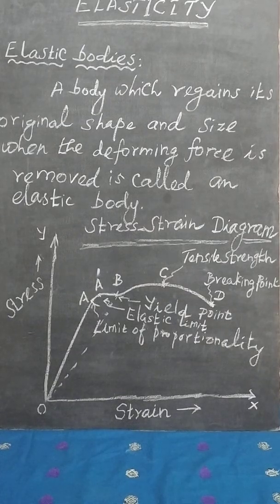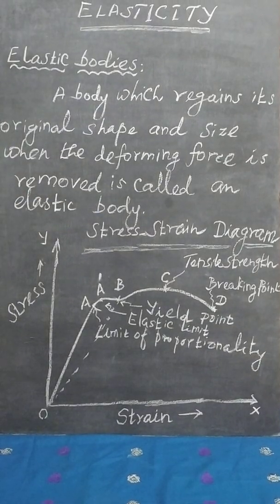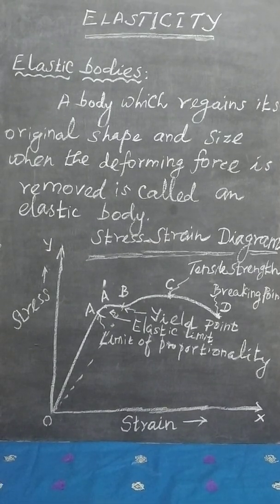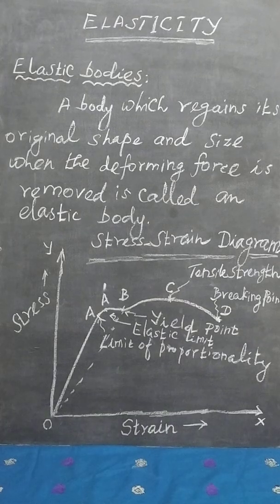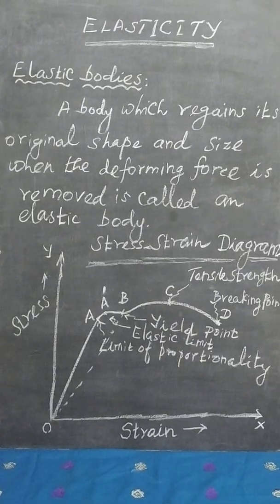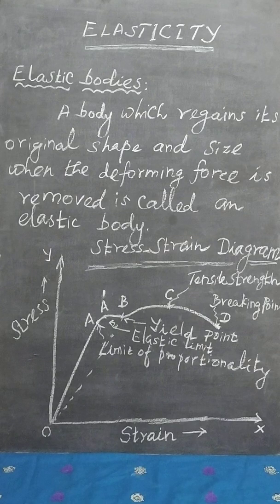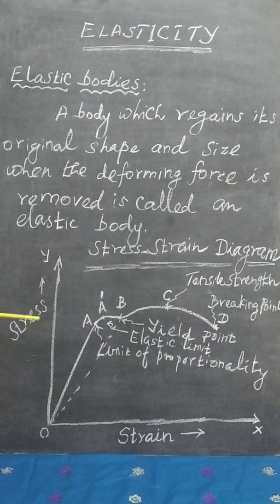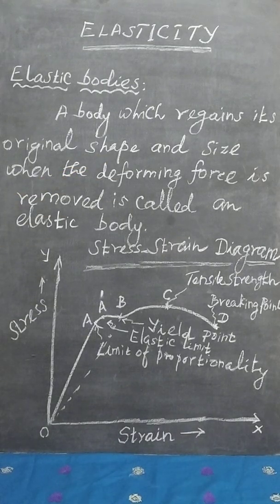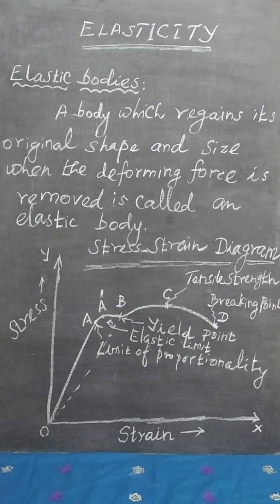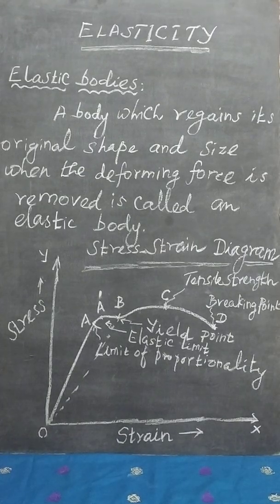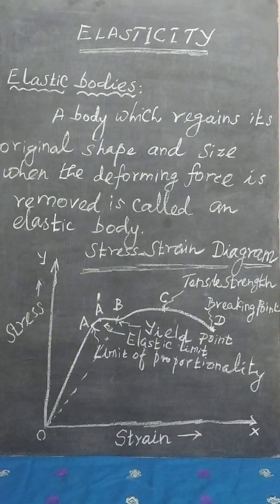So what is the importance of this stress-strain diagram? This experiment will be repeated for various materials, copper wire or aluminum wire, iron wire, or some other elastic material. When we change the materials, we can plot the values in the stress-strain diagram. From that, the engineer can easily identify the elastic limit of the particular material, the breaking point of the material, and the limit of proportionality of the material.